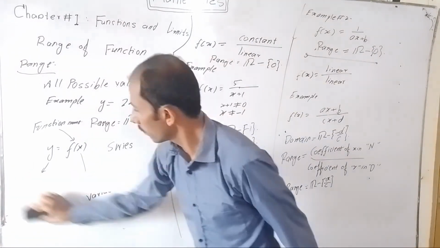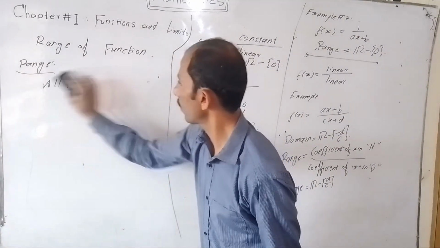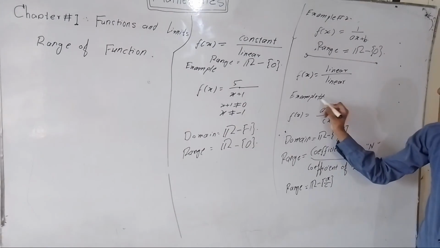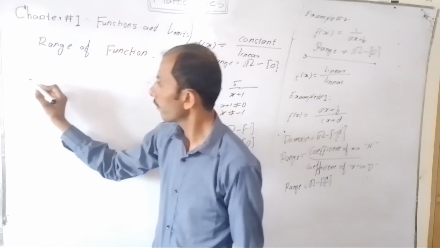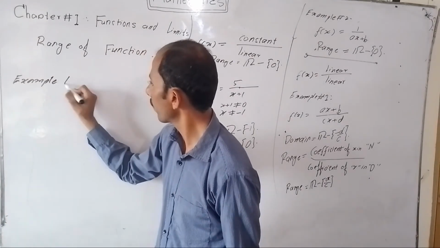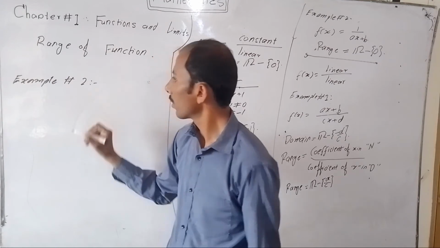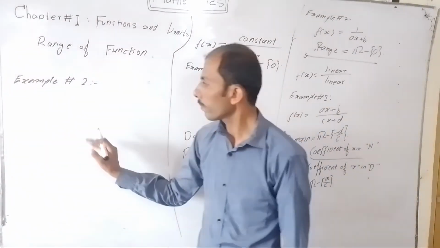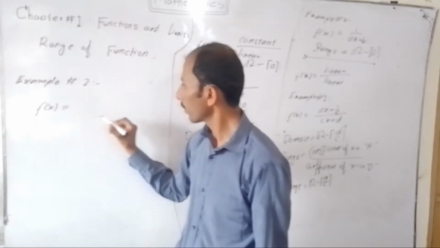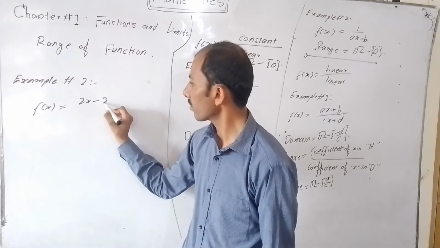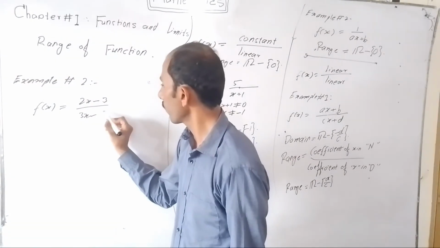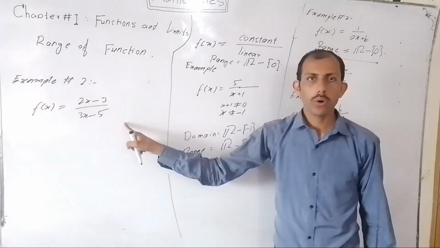Next example. Example number 1. Next, example number 2. F of x is equal to 2x minus 3 divided by 3x minus 5, a linear over linear function.